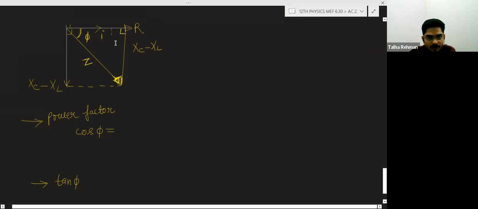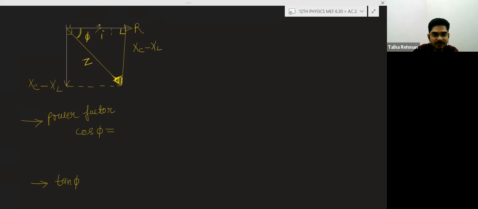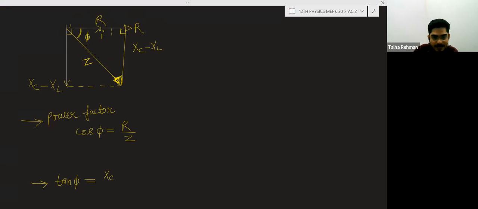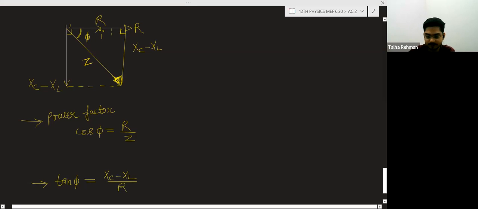See here, basically this is also known as the impedance triangle. So in this triangle, how will you find cos phi? Cos phi is base by hypotenuse. So base is this R, hypotenuse is Z. So R by Z will be your cos phi. Tan phi is perpendicular divided by base. What is perpendicular in this triangle? XC minus XL. Base is R. So XC minus XL divided by R will be your tan phi in this case. Okay.